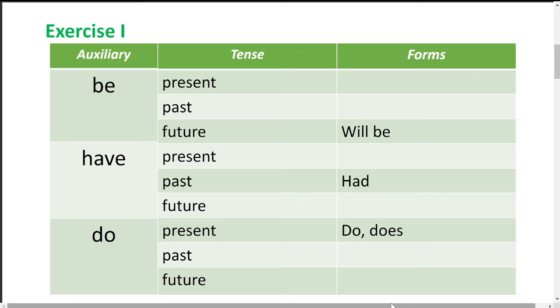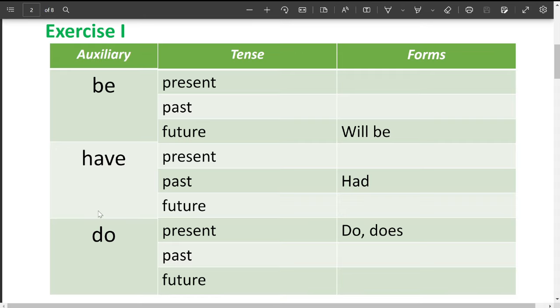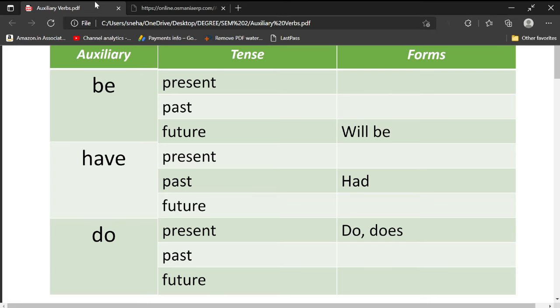Let us get started with the first one here, exercise 1. Here you have these auxiliary verbs: be forms, have forms, and do forms. These are the primary auxiliary verbs which we have in English. Based on the tense, we have to identify which one is present be form, which one is past be form, which one is future be form. Same case: present have, past have, future have, right? Let us get started with the first one. Be forms are nothing but, in English, the be forms are three.